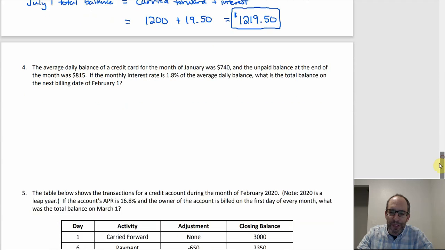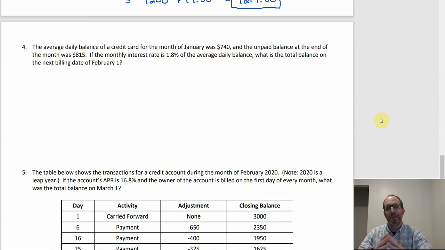So number 4, it says the average daily balance for the month of January was $740, and the unpaid balance at the end of the month was $815. And if the monthly interest rate is 1.8% of the average daily balance, then what is the total balance on the next billing date? Okay, so February 1st. A lot of them do give you the monthly interest rate too. So I wanted to have another one in here where you didn't actually have to divide by 12. So here you don't, right? That's the 1.8, that's exactly what you want. All right, so then the interest.